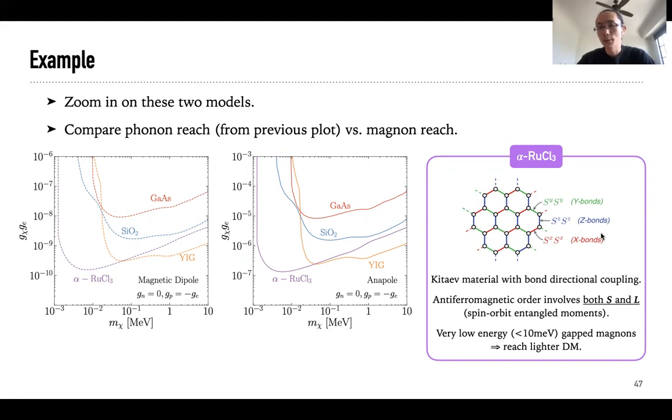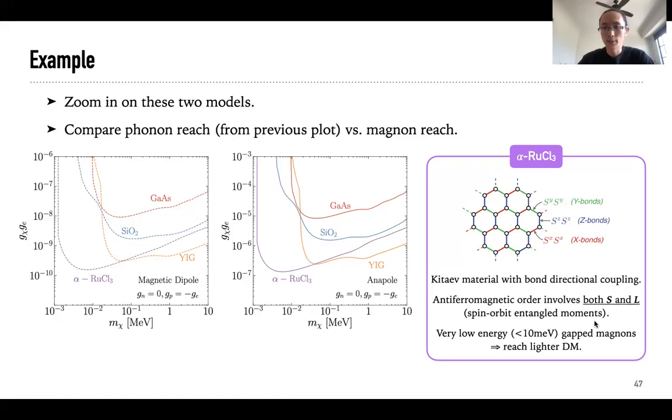But from our point of view, we're interested in dark matter detection, especially light dark matter detection. Our focus is different from the condensed matter people. Essentially, there are two nice features of this material that drew our attention. One is that the order, which is anti-ferromagnetic, involves not only S, but also L. So these are the so-called spin-orbit entangled moments. So this will be sensitive also to dark matter couplings to the orbital moments.